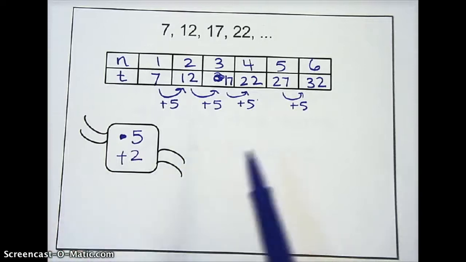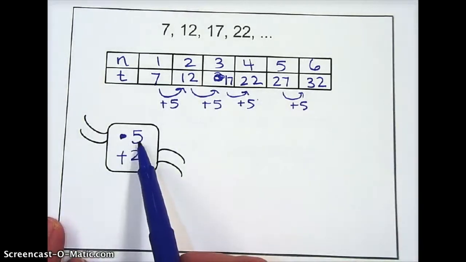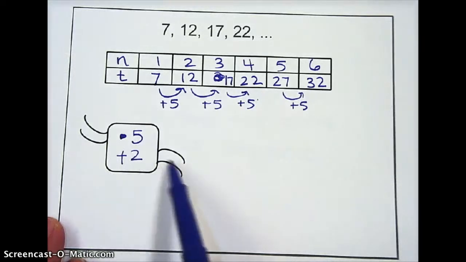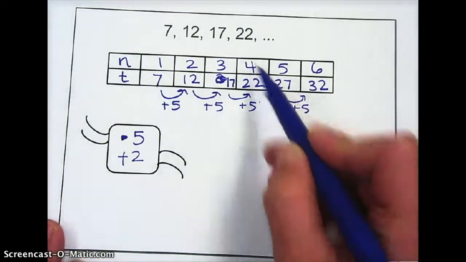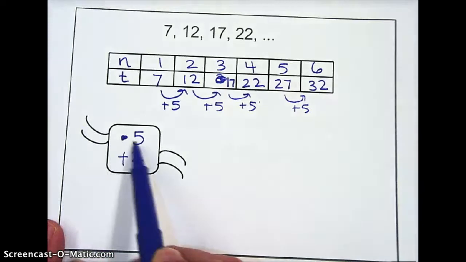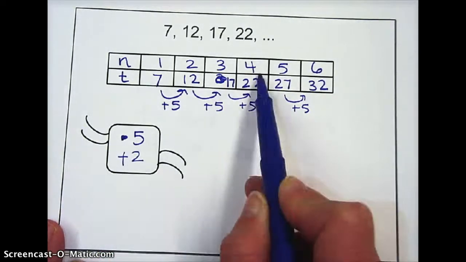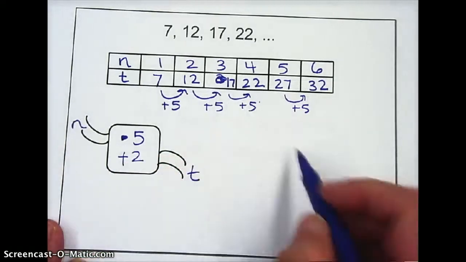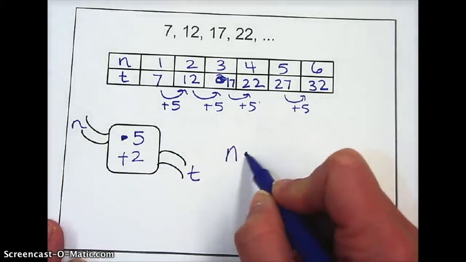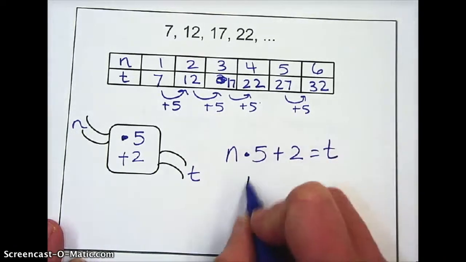And then I'm going to try it again with another one. Try it with 2. 2 times 5 equals 10. 10 plus 2 equals 12. Perfect. Try it one more time with a 4. 4 times 5 is 20. 20 plus 2, 22. And that's right. So again, this is my input. Out comes t. So n times 5 plus 2 equals t.